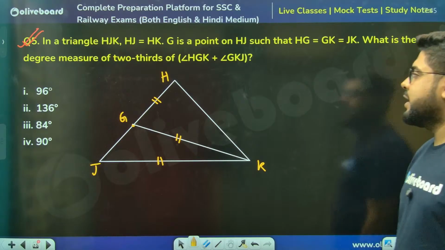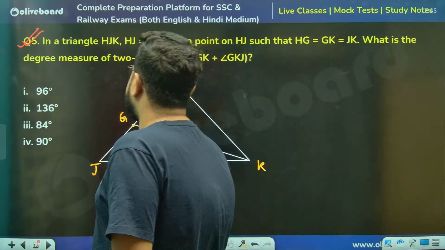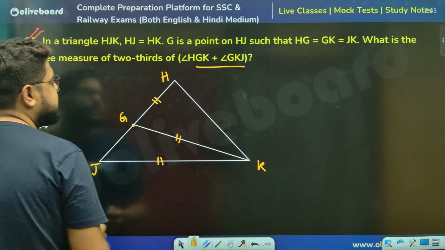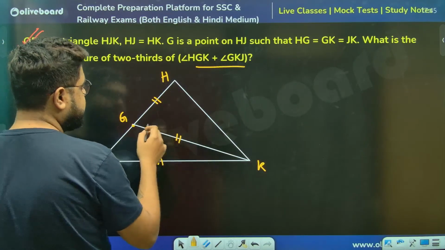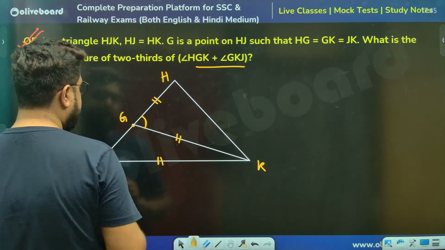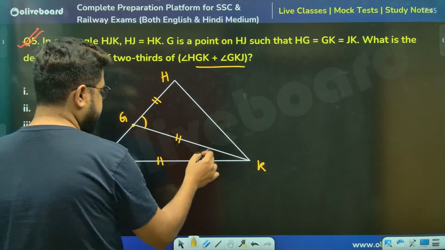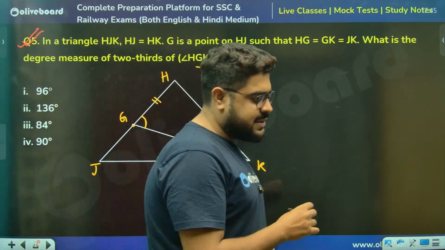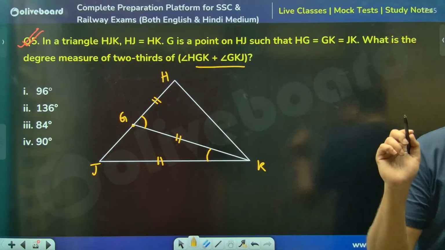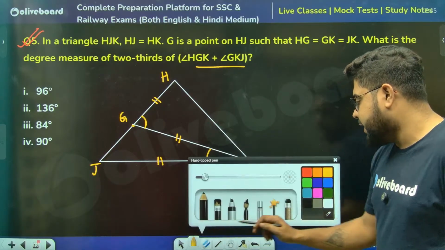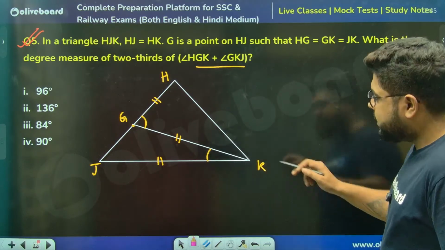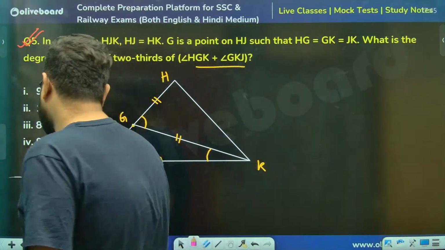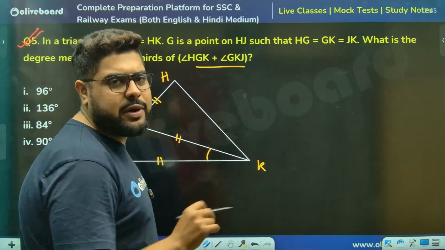Now, what is the degree measure of 2/3 of this, HGK plus GKJ? Always remember in these situations, I have a little tip that I can give you. Rather than going like HGJ and like that, take some proper value.